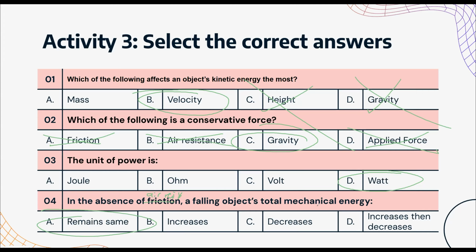Okay, so total mechanical energy is kinetic energy plus potential energy. I'm pretty sure, right? So if there's no air resistance or friction slowing down kinetic energy, as potential energy decreases while it's falling, kinetic energy is increasing. So it balances out because both of these are conservative forces. So this remains the same. Let me clear these.